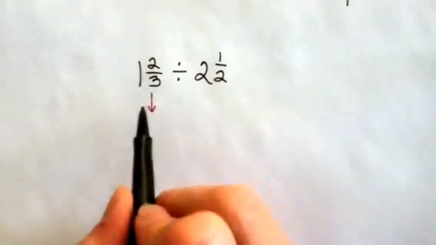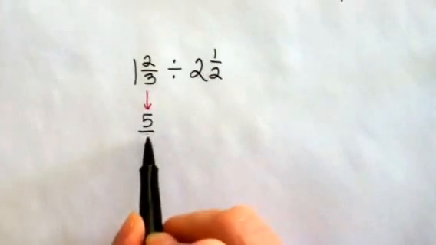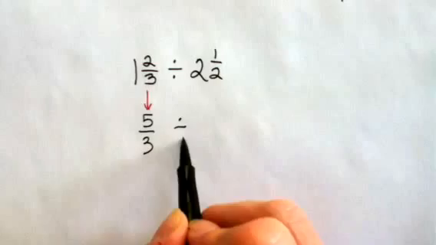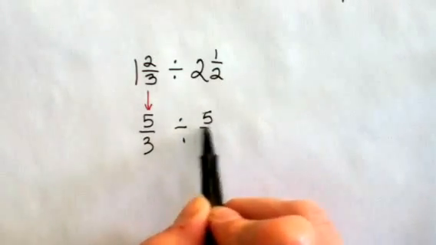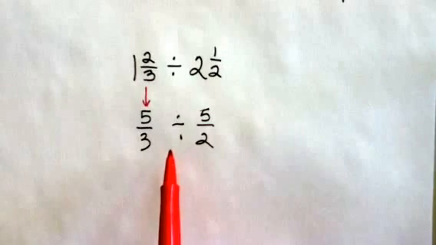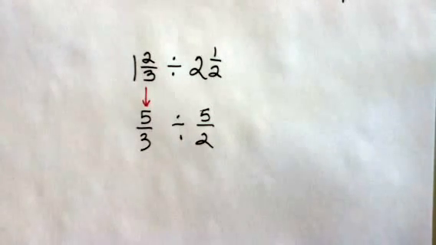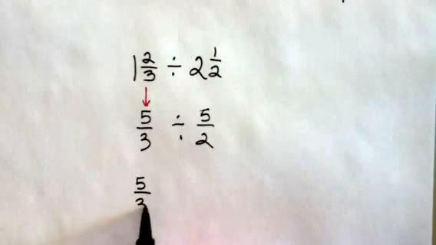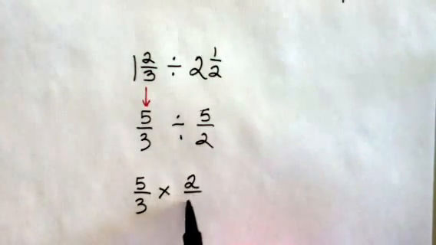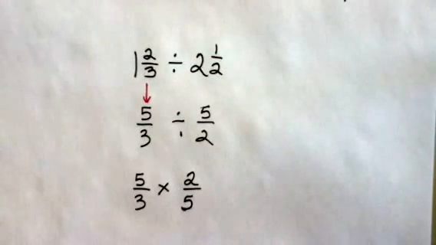1 2/3 becomes 5/3. 2 1/2 becomes 5/2. But I'm seeing a division sign, so I need to change my division into a multiplication. 5/3 times, and we take the reciprocal or we flip the second fraction, 2/5.